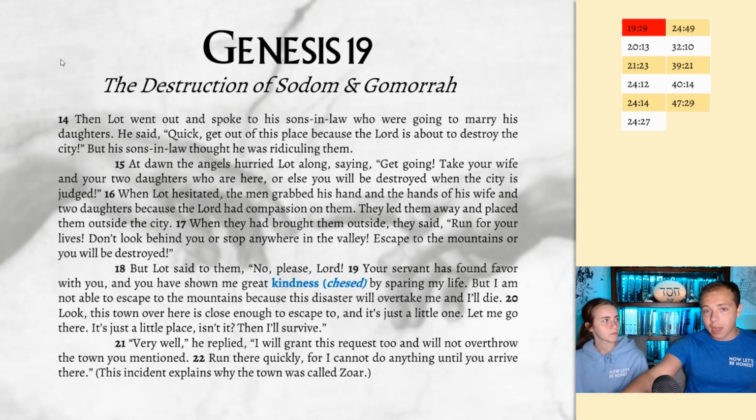God feels for Lot and them, and therefore he's dragging them out. He's suffering alongside them, and therefore that suffering causes him to take action.